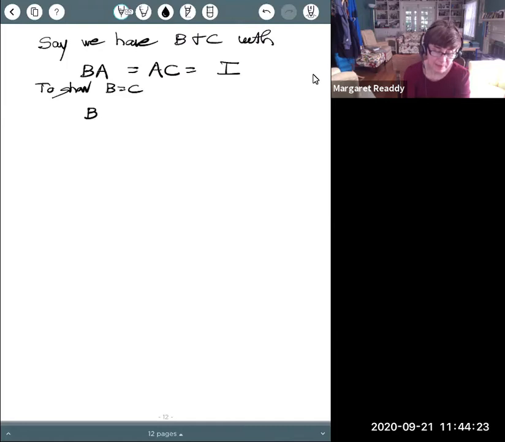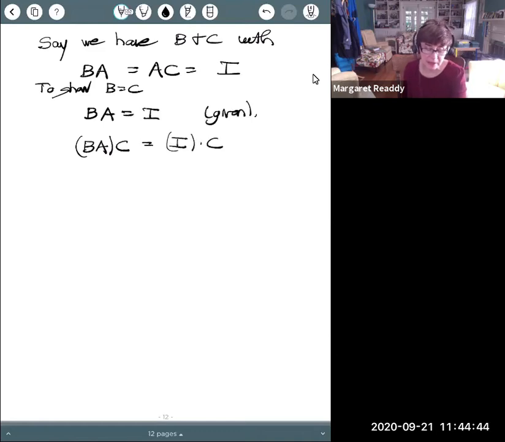So we have B times A is the identity, that's given. There's not too much we can do, but let's multiply both sides on the right by C. So this is a good technique. You say, okay, I don't really know what to do, but let's just multiply both sides on the right by C. If we do that, on the right-hand side, we have the identity times C. So that's just going to be equal to C.